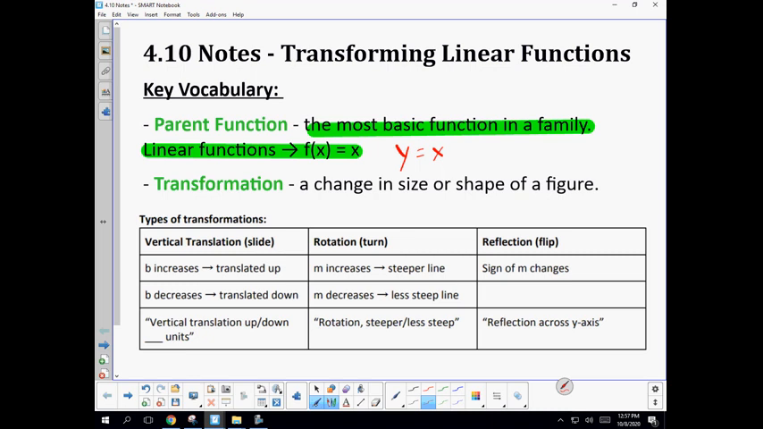Our other key vocabulary is transformation. A transformation is a change in size or shape of a figure on a graph. We have several different types of transformations that we're going to talk about. But before we do, I'm going to write y equals mx plus b, because we're talking about linear transformations today, and the m and the b is what will change when we have a transformation.